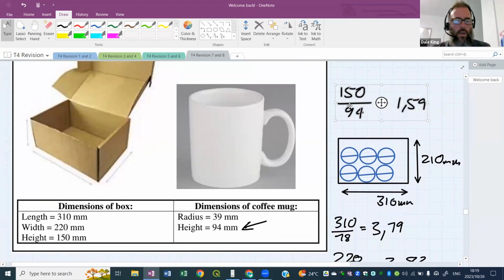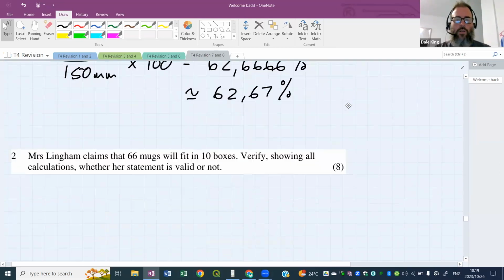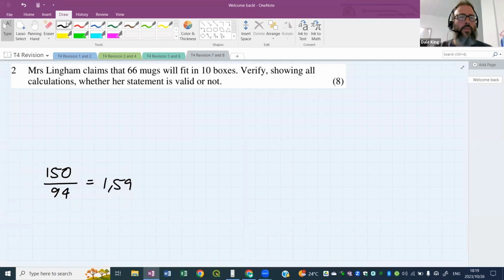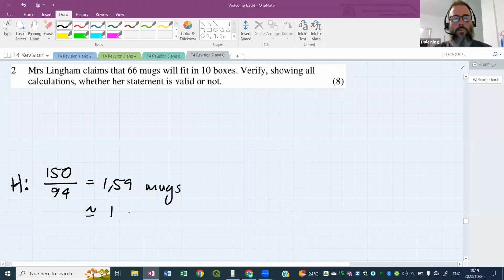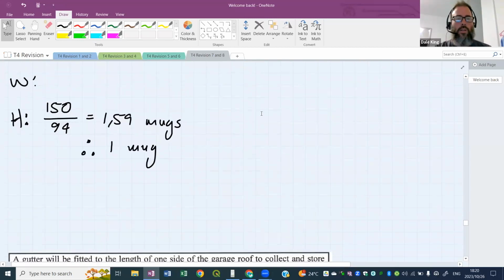Now, the calculations that I've done, I want to make sure that we set it up properly. Okay, so I'm going to put here this calculation, and I'm going to call it H for height. We can only put 1 mug. In fact, this sign is not correct. We should say therefore 1 mug. Okay, we're going to do width and length, so I'm going to bring these calculations down.